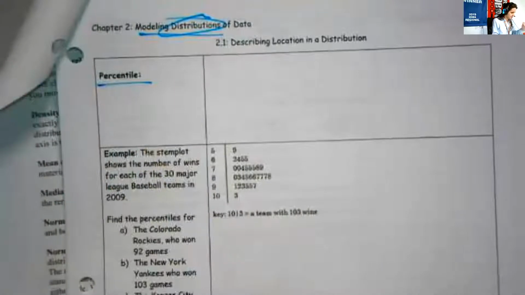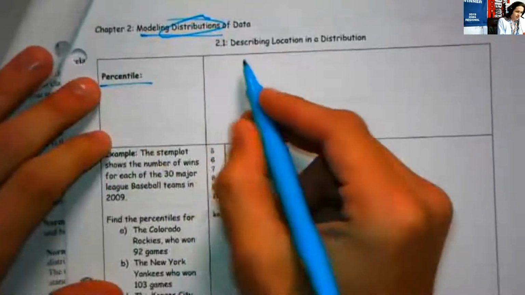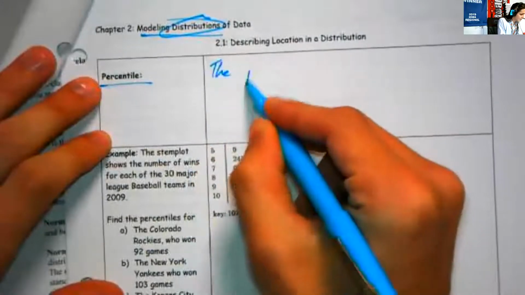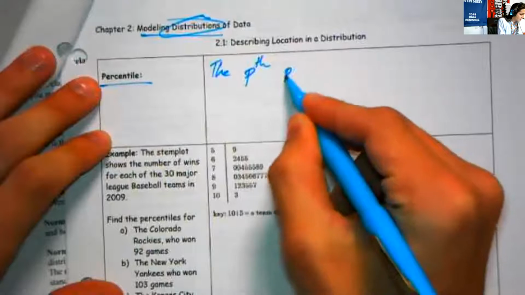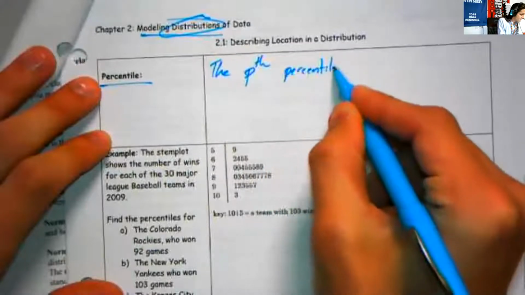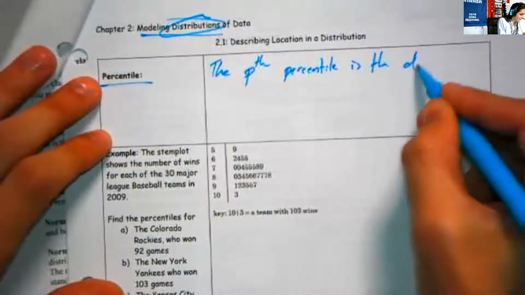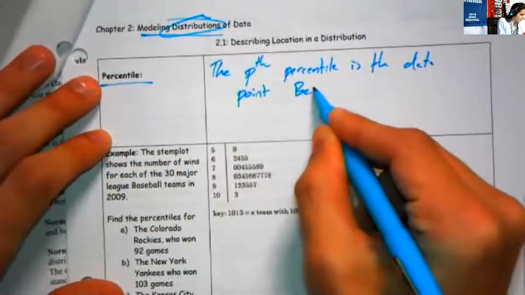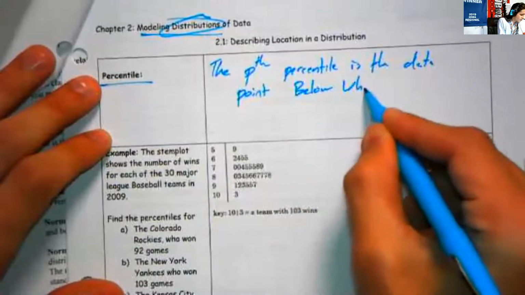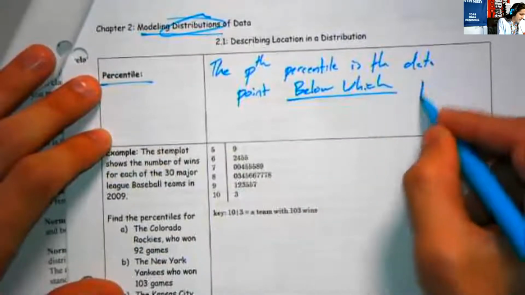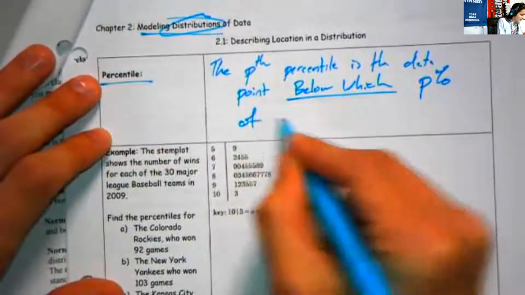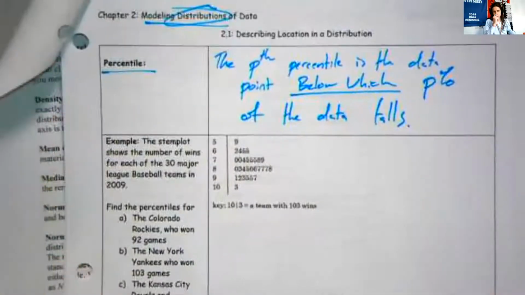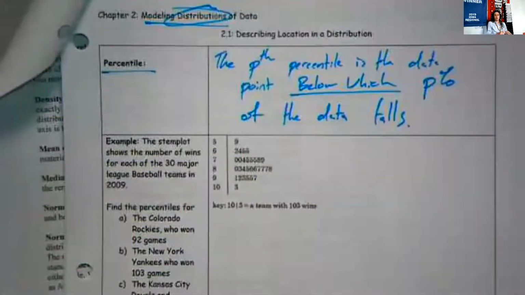What is a percentile? I'm going to give a definition that kind of has percentile in it, and you won't like it. The pth percentile is the data point below which p% of the data falls. You guys are used to looking at standardized test reports by now, probably.